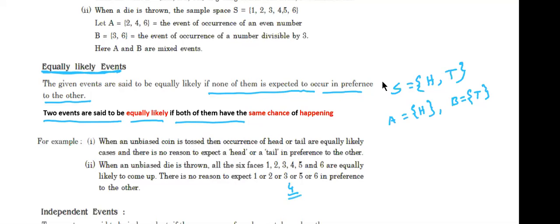Okay, students, equally likely events means two events are said to be equally likely if both of them have the same chance of happening. Suppose one student has written an exam. So what do we get as the result? Either pass or fail. Both have the same chance of happening, 50-50 chances. Okay, right.